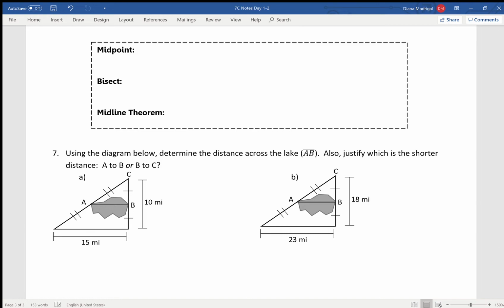Okay, so obviously midpoint, we talked about this a little bit in target B. Remember when they gave us a line and they told you midpoint E, right? So the midpoint is the point in the middle.